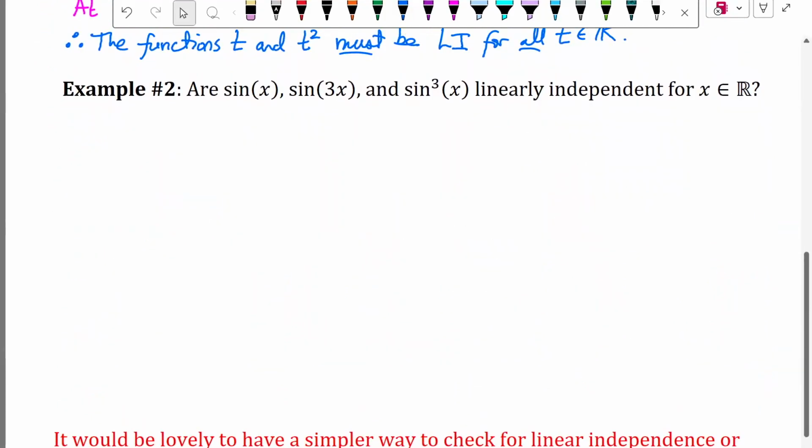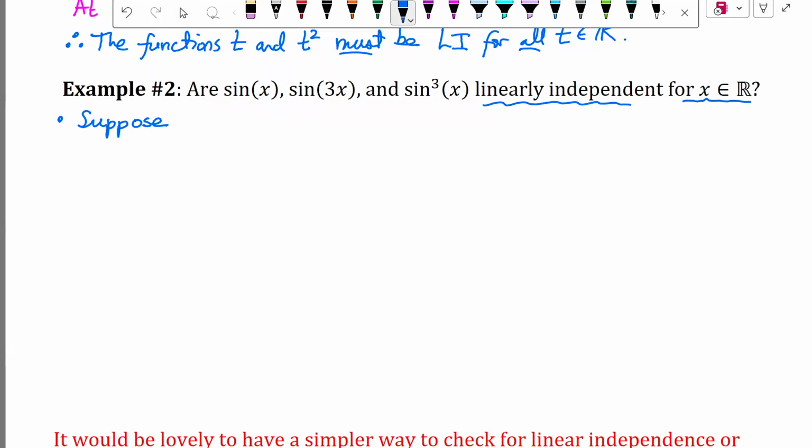So in this example, I am comparing the three functions sin x, sin 3x, and sin cubed x. And the question I'm asking is, are these linearly independent for every value of x on the real line? We're going to do the same thing that we did for example 1. We're going to take a linear combination of those functions and see what has to be true about the constants.